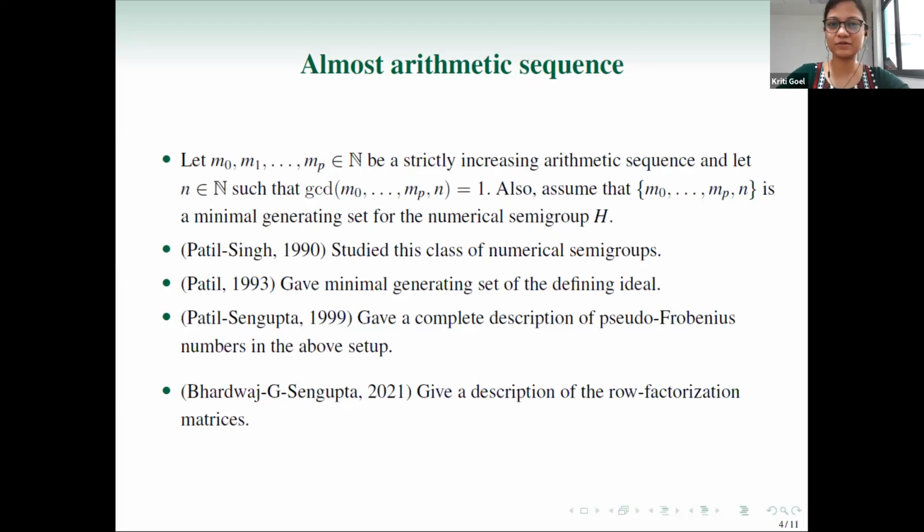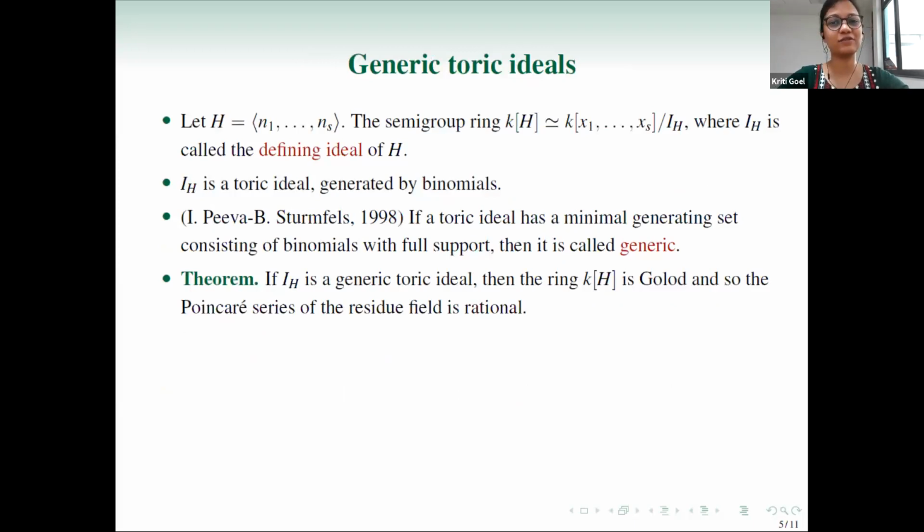Once we have a complete description of the matrices, what more information can we dig out about this class of semigroups? And this is what brings us to the next topic of generic toric ideals. I'll quickly recall what these are. Of course, in the beginning, I mentioned that if we have a numerical semigroup, we can associate a semigroup ring to it. The way we saw it was as a subring of a polynomial ring. The other way to see this ring is by looking at it as a quotient of a polynomial ring. And when we look at this quotiented ideal, this is what is called the defining ideal of the semigroup ring, or the relation ideal, as it was said yesterday. So, the defining ideal or the relation ideal of the semigroup H.